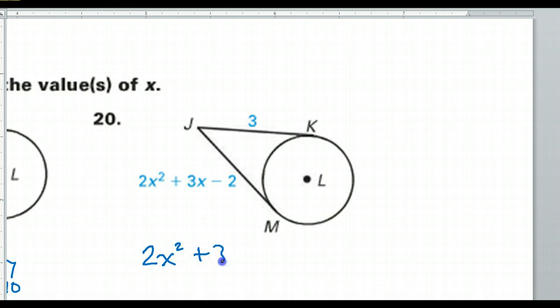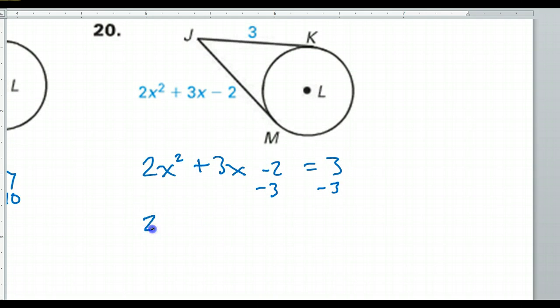x squared plus 3x minus 2 is equal to 3. This time I have an x squared term and an x term. That tells me there's no way I'm going to just get x by itself. So instead of trying to get x on one side and everything else on the other, I'm going to put everything on the left side. So in other words, this time I'm going to subtract 3 from both sides. And that's going to give me 2x squared plus 3x minus 5 equals 0.